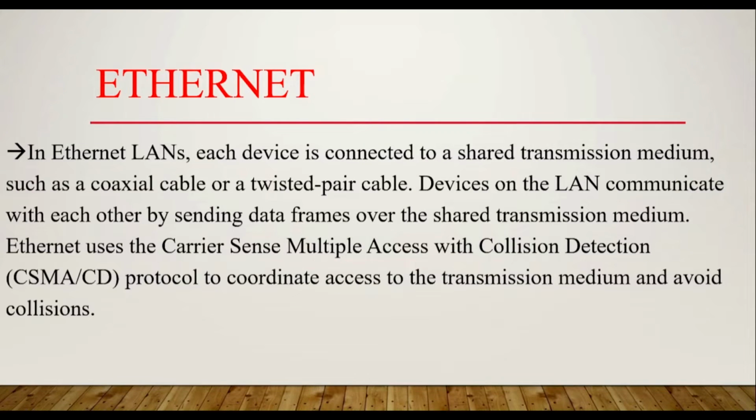In Ethernet LANs, each device is connected to a shared transmission medium such as coaxial cable or a twisted pair cable. Devices on the LAN communicate with each other by sending data frames over the shared transmission medium. Ethernet uses the carrier sense multiple access with collision detection, CSMA/CD, protocol to coordinate access to the transmission medium and avoid collisions.